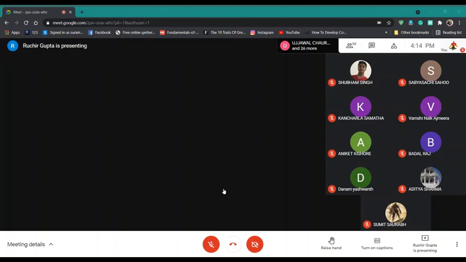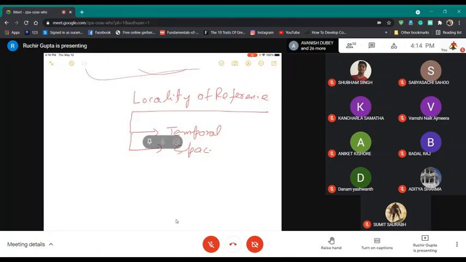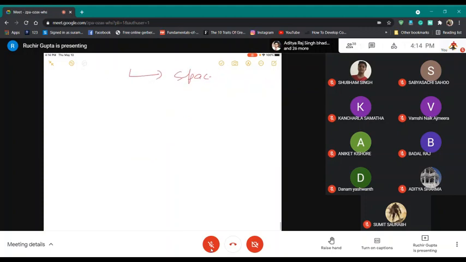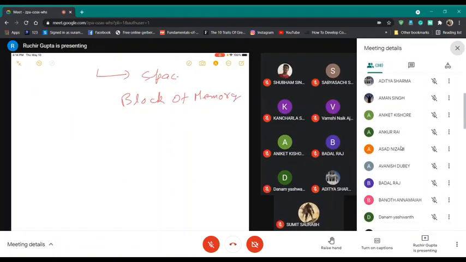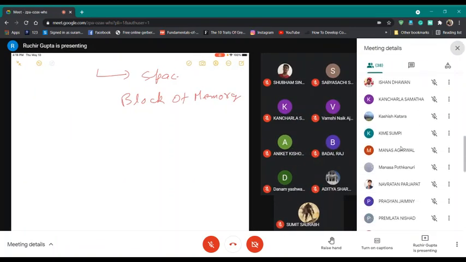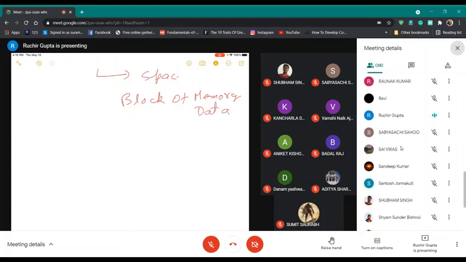And similarly, whenever you are bringing something into the cache, you should bring something that is closer to what we are bringing. So in a way, we do not bring a single instruction or single line. We bring a block of memory, or you can say a block of data, or you can say a block of instruction.